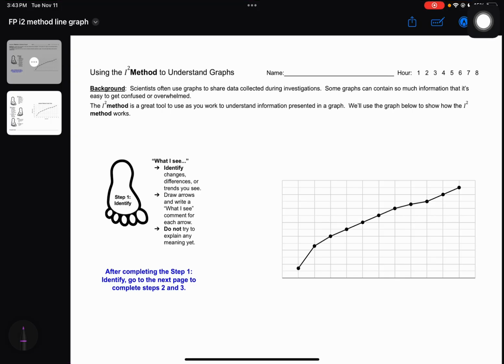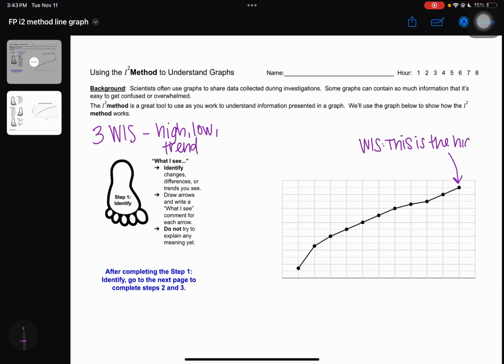Remember, there are always three things I'm looking for when I'm doing WIS: the high, the low, and the trend. Looking at this graph, I can find the highest point on the end of this graph. So I'm going to draw an arrow here, and I'm going to write a WIS. This is the highest point.